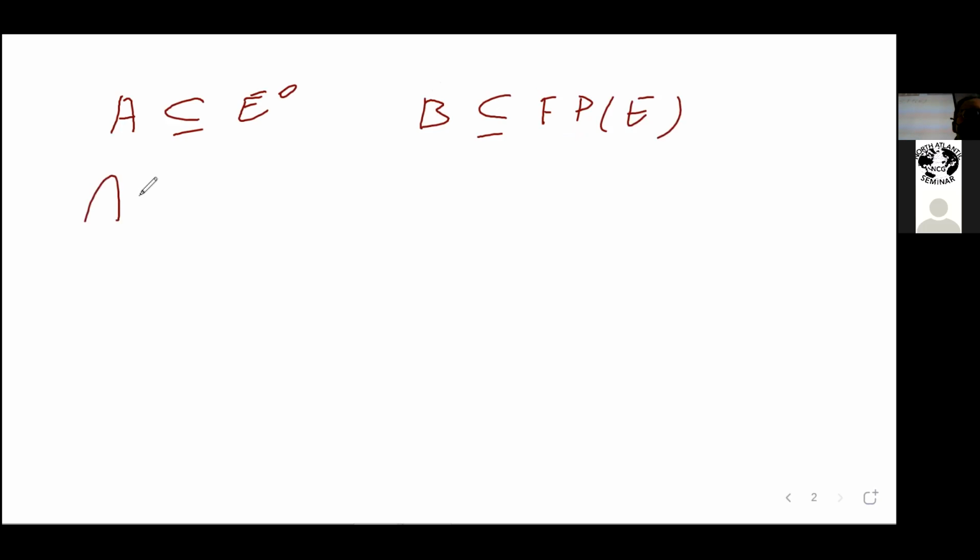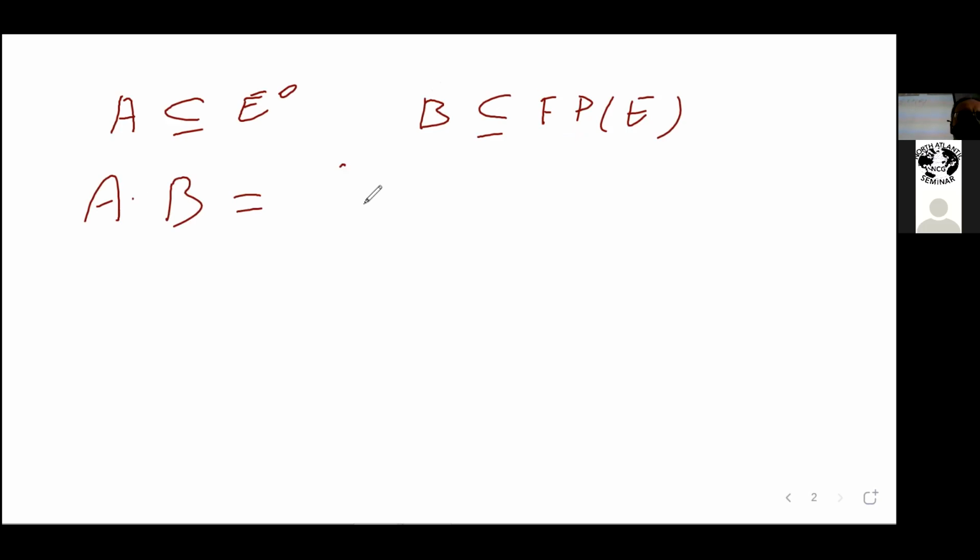Okay, and now the neutral element. In general, you should note that if you have a set A, which is a subset of E0, so we take only paths of length 0, vertices, and you take any other element B, let me write it as a subset of FPE. Basically, A times B is a subset of B.